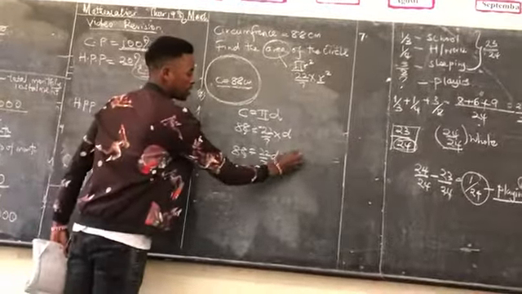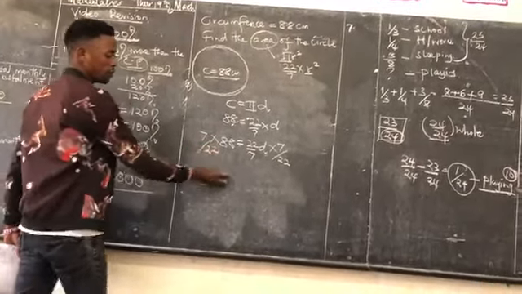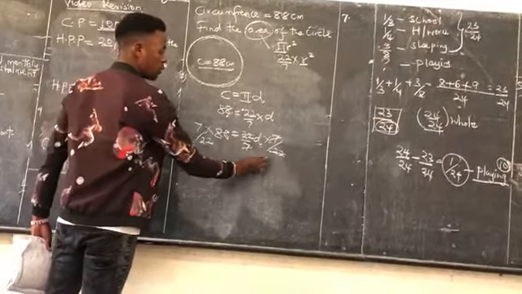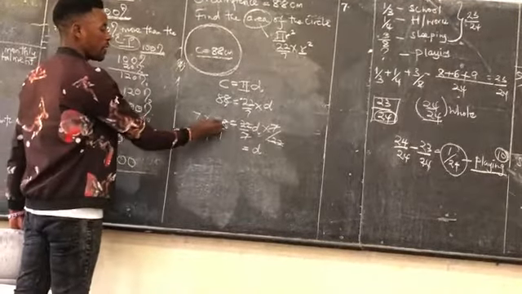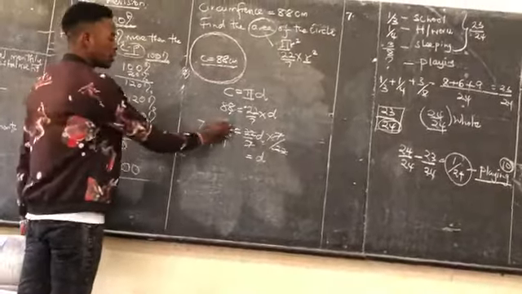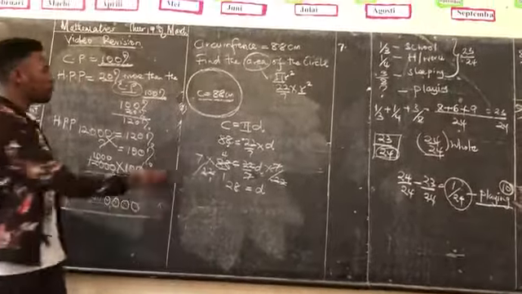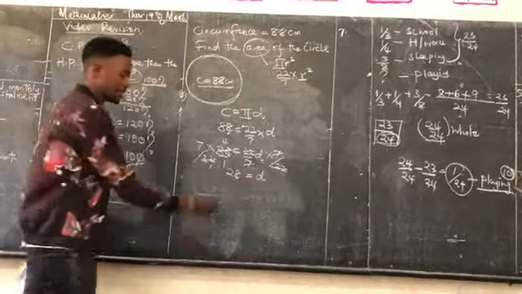So times 7 over 22 times 7 over 22. 7 and 7 goes 22, and 22 cancels. So it gives you what? Diameter is equal to 1 by 1, 4 by 1, that gives you 7 times 4 is 28. So that means that the diameter of this circle is 28 centimeters.